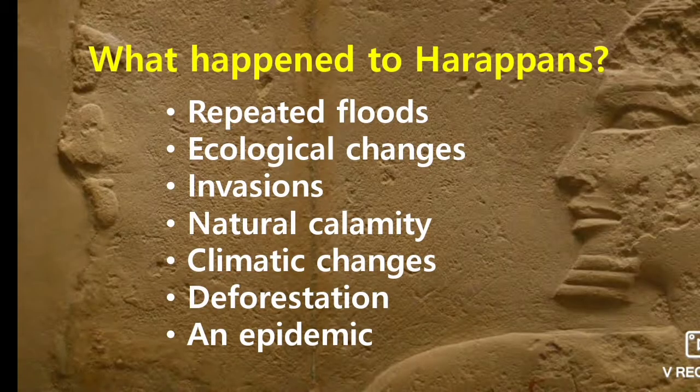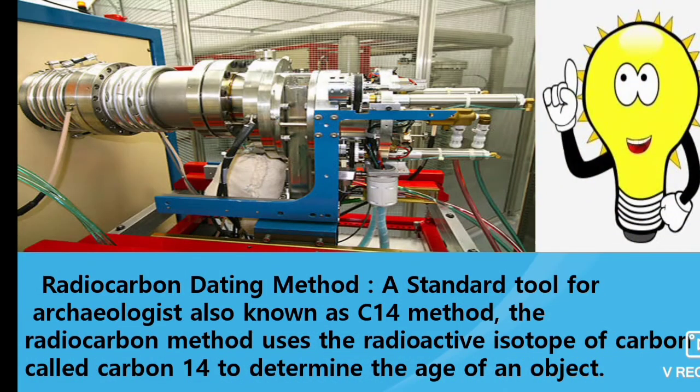Students, repeated floods, ecological changes, invasion, natural calamity, climatic changes, deforestation, and an epidemic are the reasons the Harappan culture had started declining. Students, do you know the radiocarbon dating method? It is a standard tool for archaeologists, also known as the C14 method. The radiocarbon method uses the radioactive isotope of carbon called carbon 14. It is used to determine the age of an object.